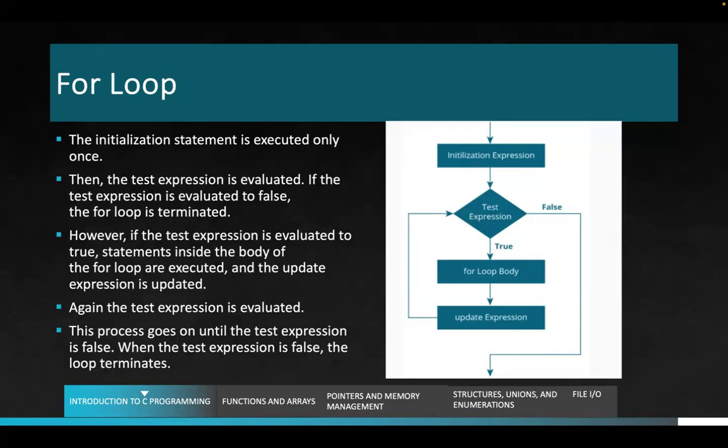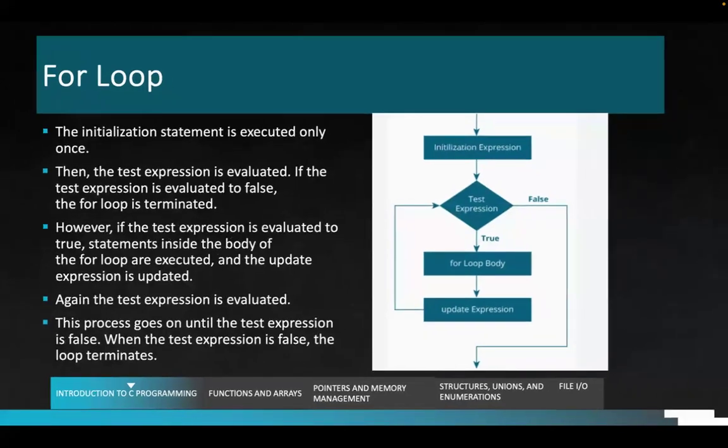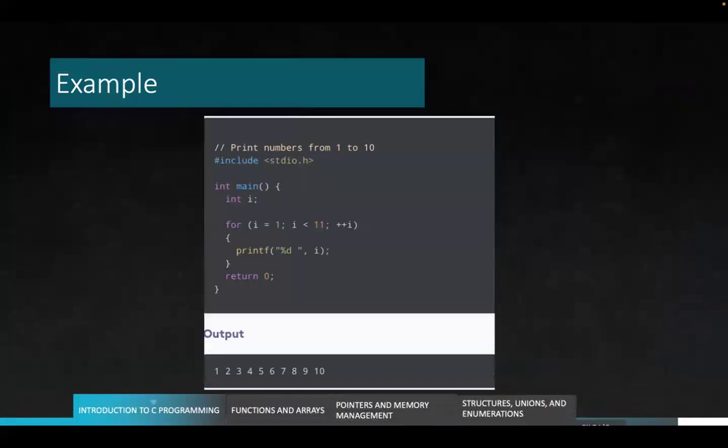This process goes on until the test expression is false. Only when you want to end this for loop execution, you have to make the expression false. That is the only way to stop the for loop. An example: I'm printing the numbers from 1 to 10. So I know my starting point, I know my ending point.